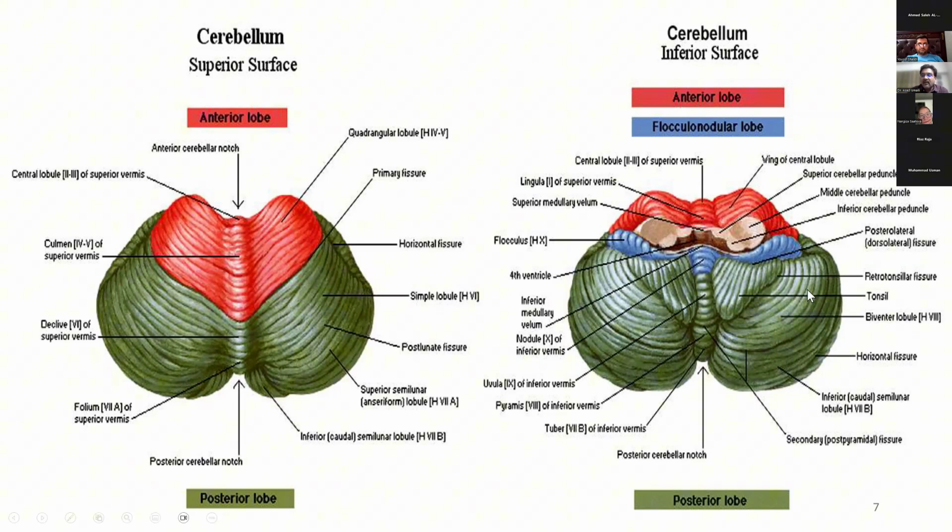In the second diagram, this is the inferior surface of the cerebellum. From the top portion, the central lobule of the superior vermis and the lingula of the superior vermis are visible.